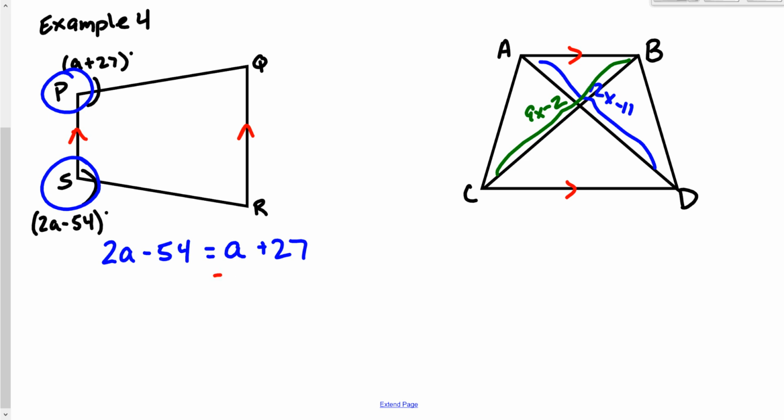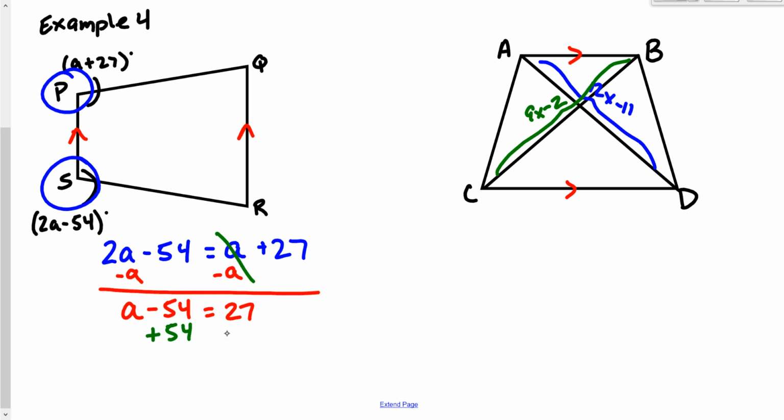So the first thing we're going to do is subtract A on each side. Here we're left with A minus 54 is equal to 27 because these A's canceled out. Then we bring the 54 over to the other side to get A is equal to 81. So when A is 81, these two angles would be equal, making that an isosceles trapezoid.